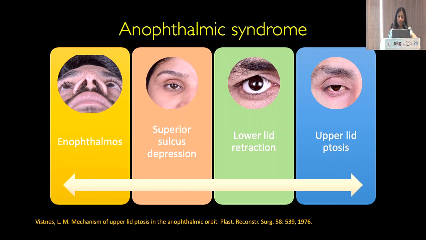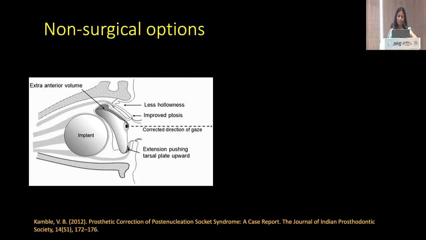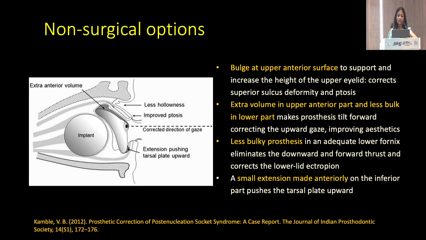In anophthalmic syndrome, we have a series of conditions where there is enophthalmos, superior sulcus depression, lower lid retraction, and upper lid ptosis. So in these cases, how do we correct them? There are non-surgical options as well as surgical options. Non-surgical options basically involve adjusting or modifying the custom ocular prosthesis by placing a bulge at the upper anterior surface to support and increase the height of the upper eyelid. The extra volume in the upper anterior part and less bulk in the lower part also makes the prosthesis tilt forward, thus correcting the upward gaze and improving the aesthetic appearance.